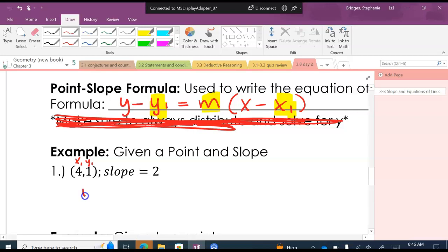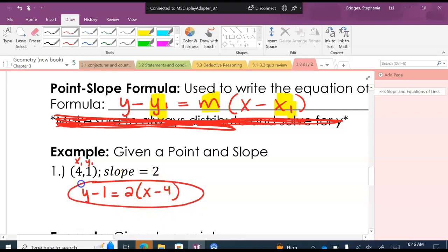So let's start. It's y minus, what is my y1 value? 1. Equals, what is my slope? 2. Parentheses, x minus, what is my x1 value? 4. And that is all you have to do. Just plug in your ordered pair and plug in your slope into that formula there. Now we could adjust it and put it in slope-intercept form, but I'm not going to make you do all that. I just want you to be able to write the equation.